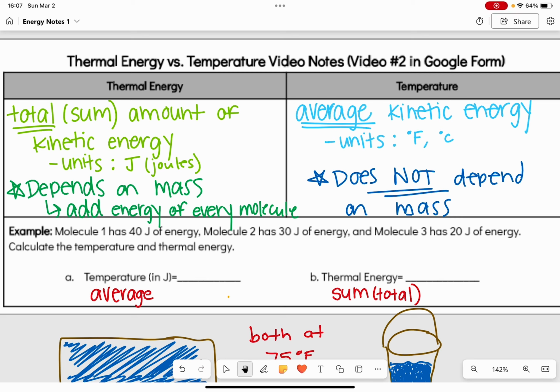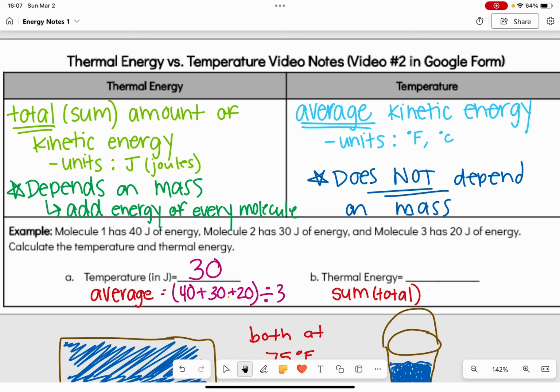So temperature, because it's an average, we need to find the middle number. To do that, we are going to add up each energy, 40 plus 30 plus 20, and then we're going to divide by the number of molecules we have. Because we have 3 molecules, we're going to divide by 3. So 40 plus 30 plus 20 is 90. 90 divided by 3 is 30. Our average temperature would be 30.